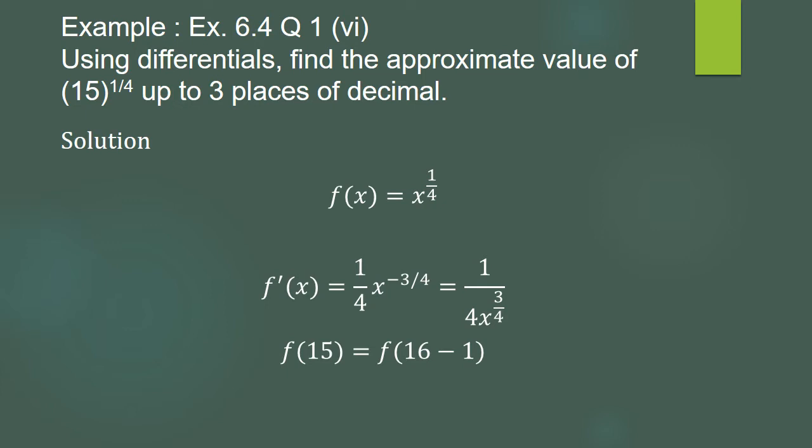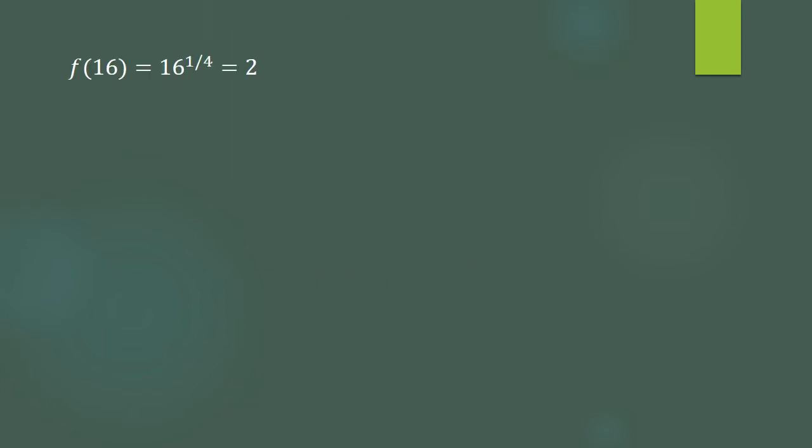And delta x should be very small. Then we know the formula: f of x plus or minus delta x is f of x plus or minus delta x into f dash of x. So your value of x is 16. As we require f of 16 and f dash of 16, we have calculated f of x and f dash of x. Now we will calculate f of 16. What will be f of 16? 16 raised to 1 by 4. 16 can be written as 2 raised to 4, and so f of 16 will be 2.